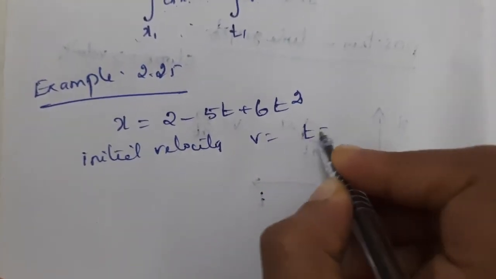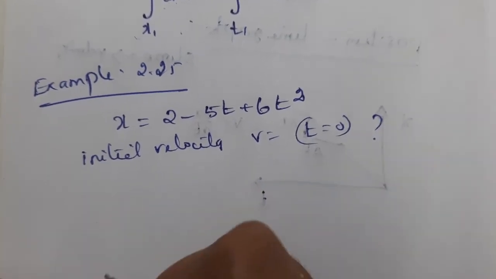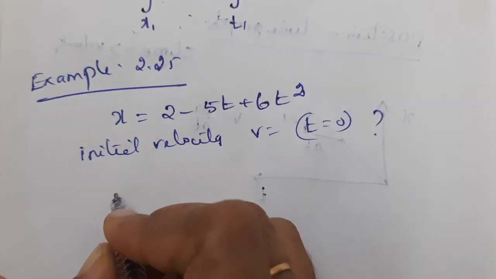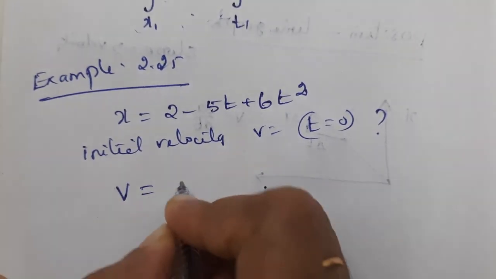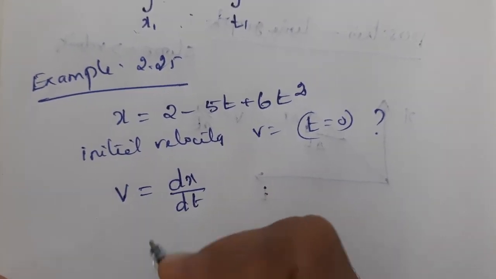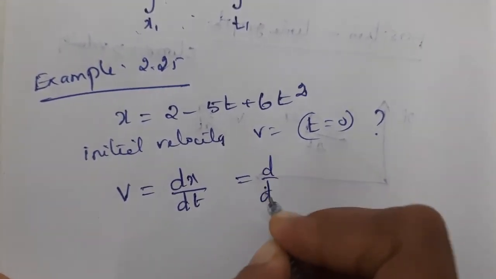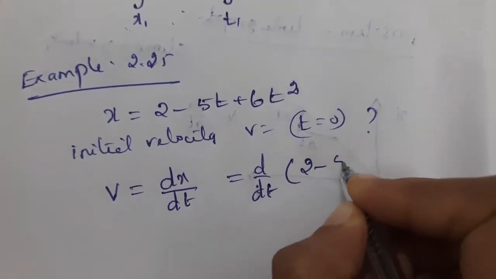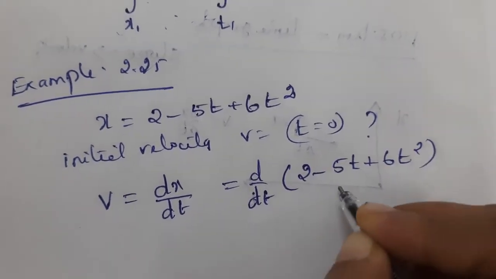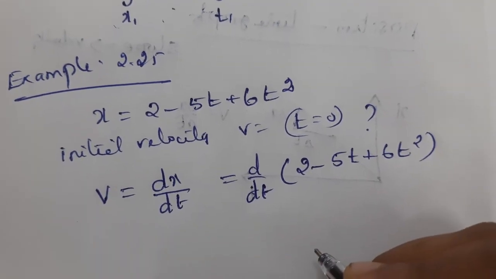That is at time t equal to 0. At time t equal to 0, what is the velocity? Velocity can be obtained by v is equal to dx by dt. So we can write d by dt of 2 minus 5t plus 6t square.